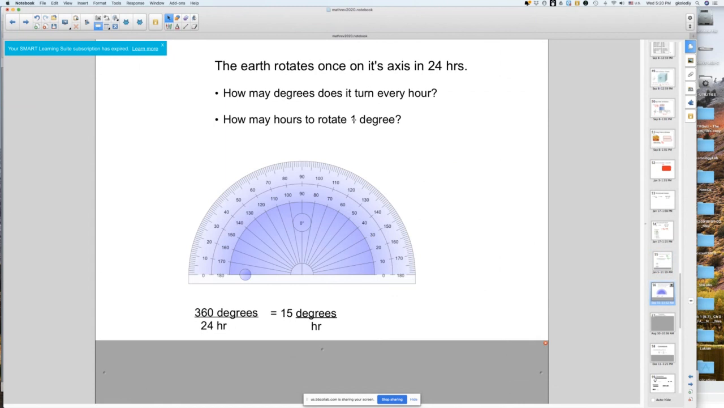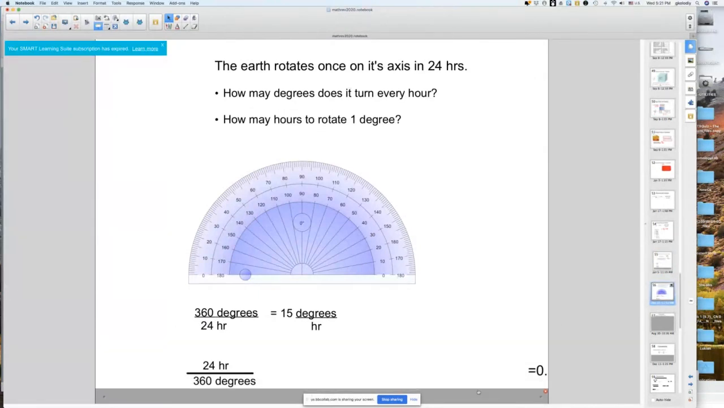How many hours per degree? You do it the other way around, right? You took 24 up here, 360 down here. That's going to be a small number, right? Here it is, 0.067 hours per degree.